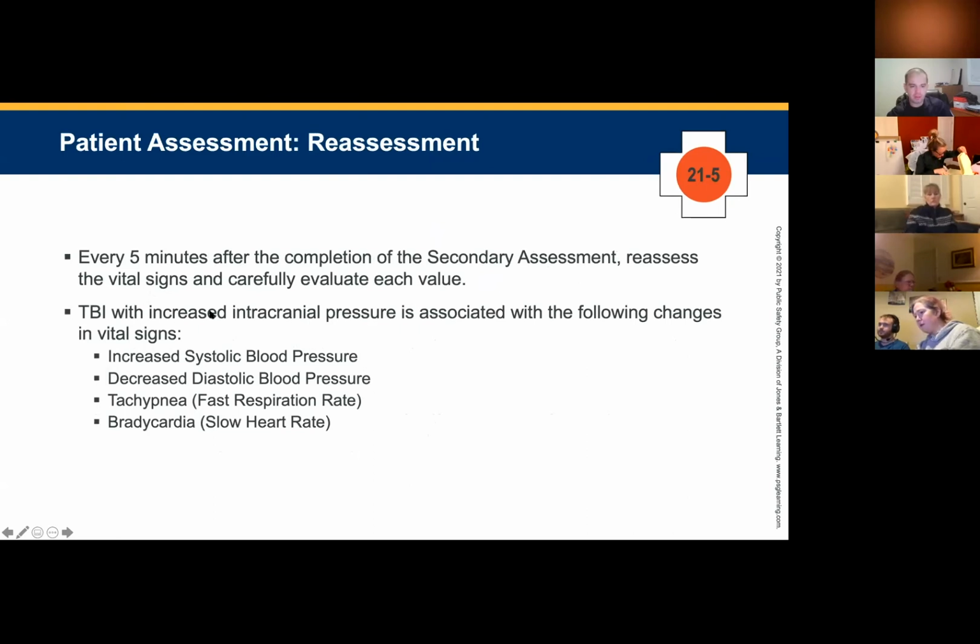And with TBI, with increased intracranial pressure, we want to assess for increased systolic blood pressure, increased diastolic pressure, fast respiration, and bradycardia. Specifically, we referenced a triangle, and what was that triangle that we talked about? Cushing's triad. All right, so Cushing's triad was that increased blood pressure, that slow heart rate, and that irregular respiratory rate.